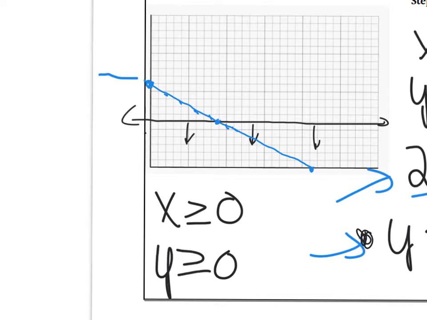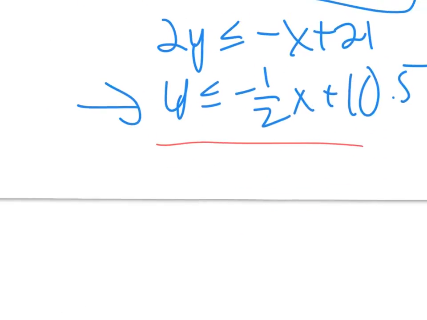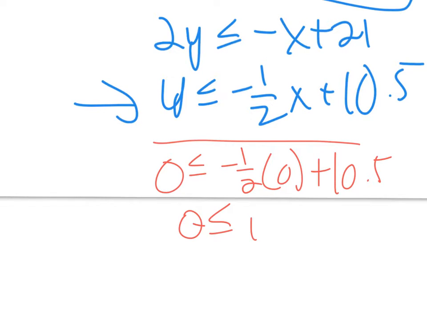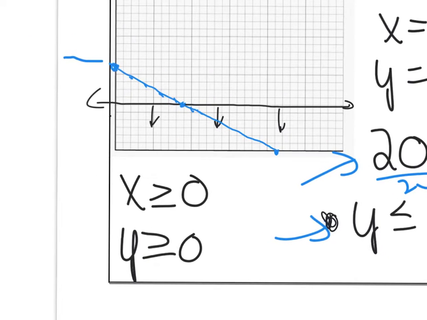So the feasible region. I can test out this point, but I'm hoping it's moderately obvious that 0 is less than negative 1/2 times 0 plus 10.5. 0 less than or equal to 10.5. Absolutely, that's true. Checks out. So that means on the graph, it's going to be right in here.